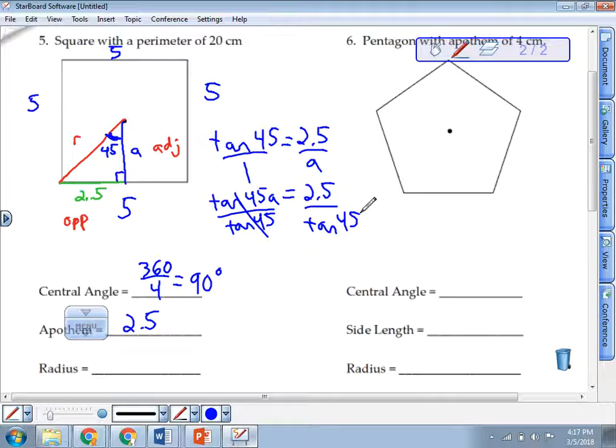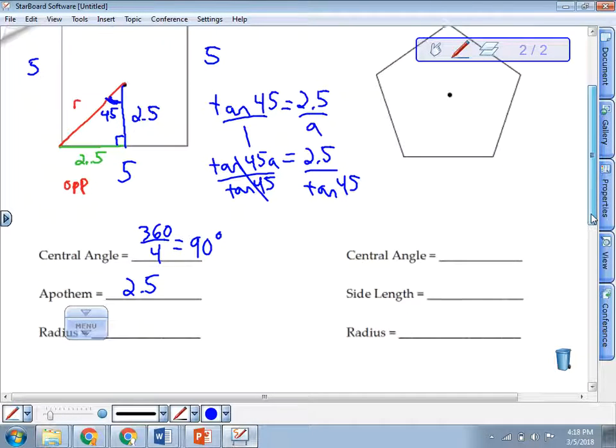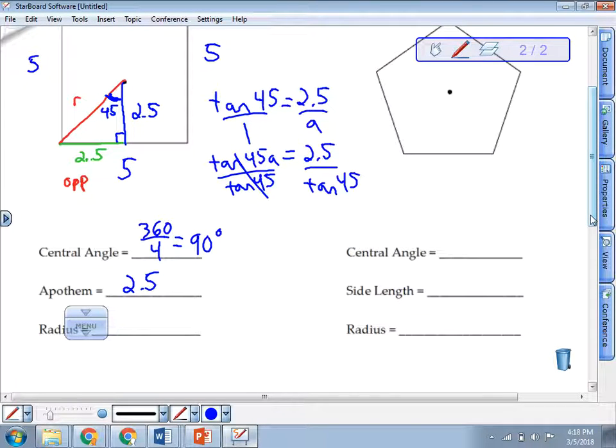Now, to find the radius, you've got two choices. Now that you know that the apothem is 2.5 as well, 2.5 and 2.5, you could do the Pythagorean theorem. If you wanted to find the radius, it would be leg squared plus leg squared. If you want to put it at the bottom, 2.5 squared plus 2.5 squared equals the radius squared, or the hypotenuse squared. But I'm going to do trig just to practice it.